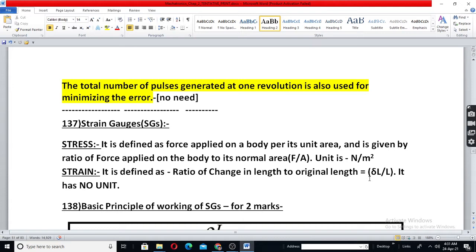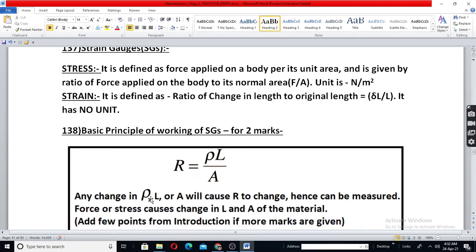So when force is applied on a body, it is stressed. The amount of stress is given by force per unit area. This stress causes deformation. The percentage of deformation is called strain, which means the ratio of change in length to original length.